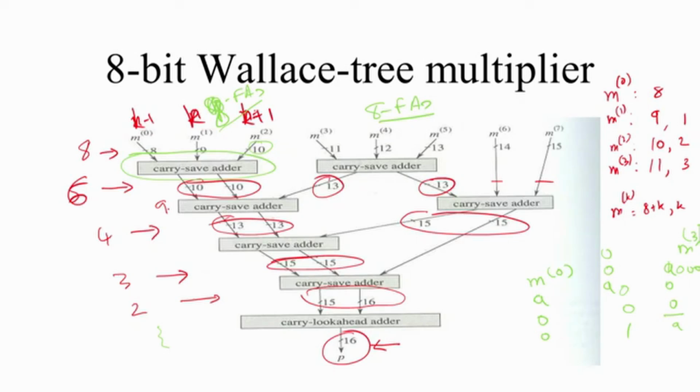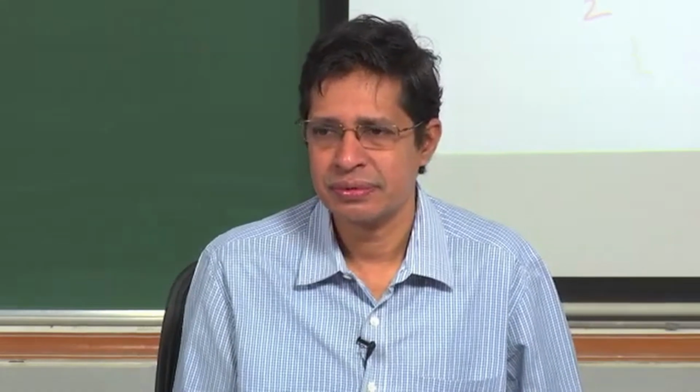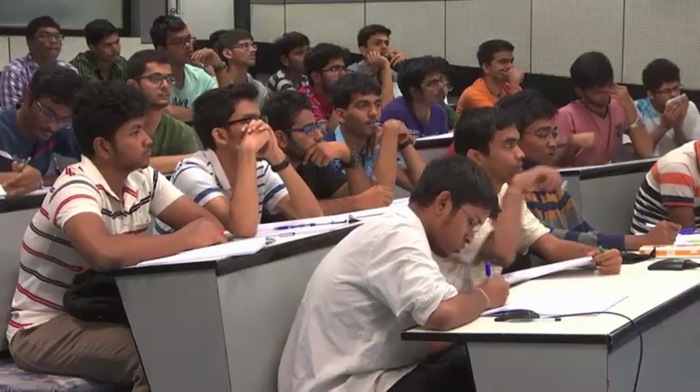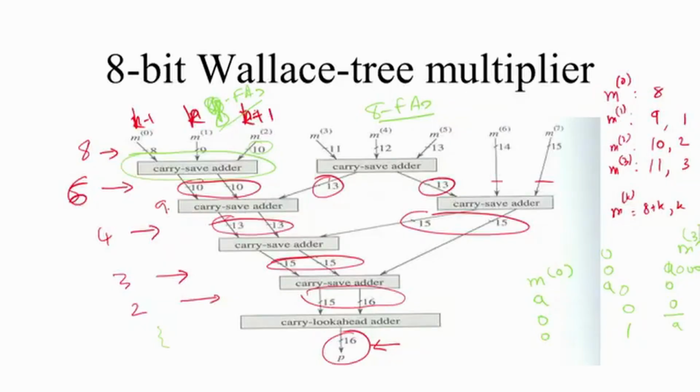Okay. Now, what is the depth of this circuit? How will you prove the depth of this circuit? How will you calculate the depth of the circuit? Suppose I am multiplying two n-bit numbers, what is the depth of this circuit? How do you prove that? Any ideas? How will you go ahead and prove this circuit depth?